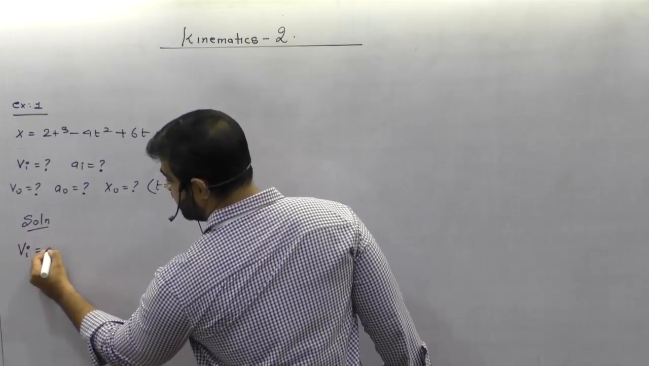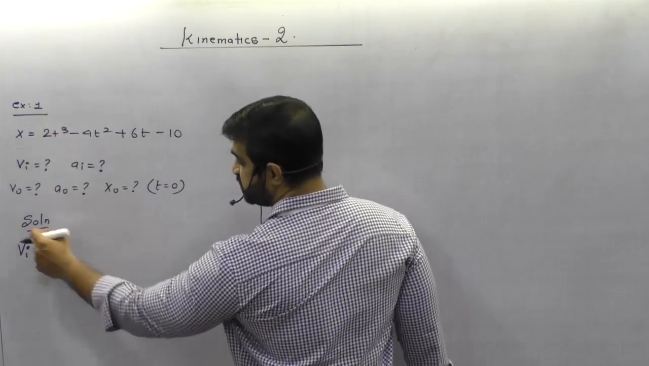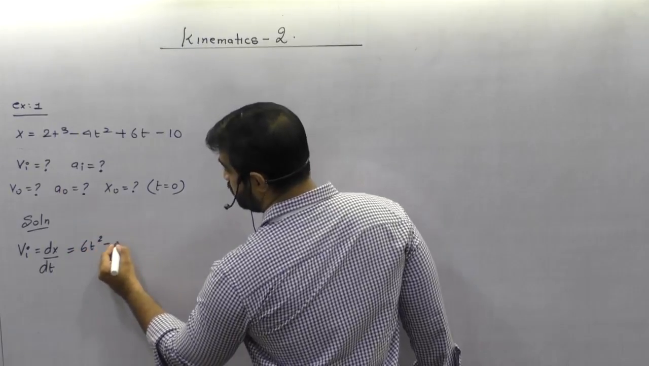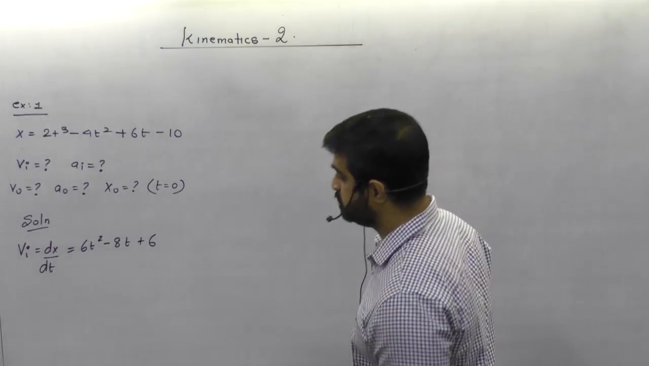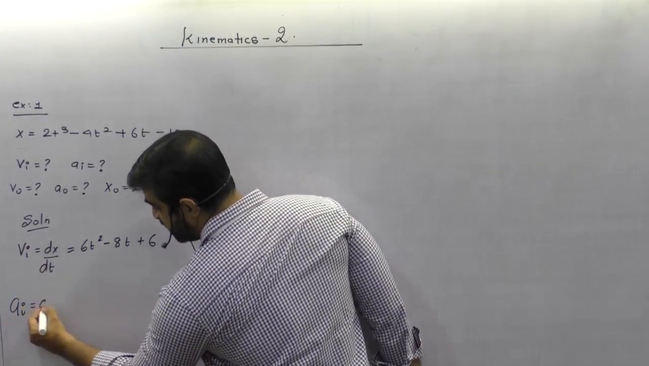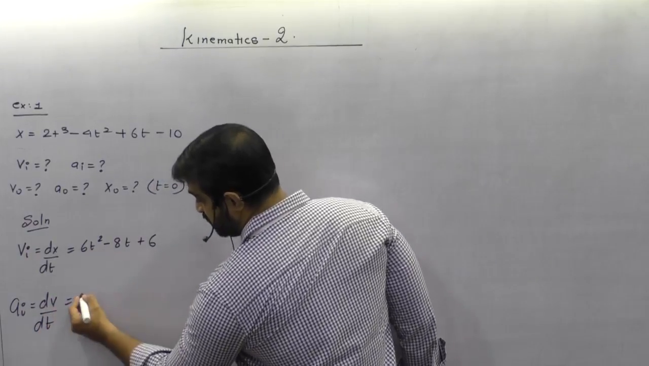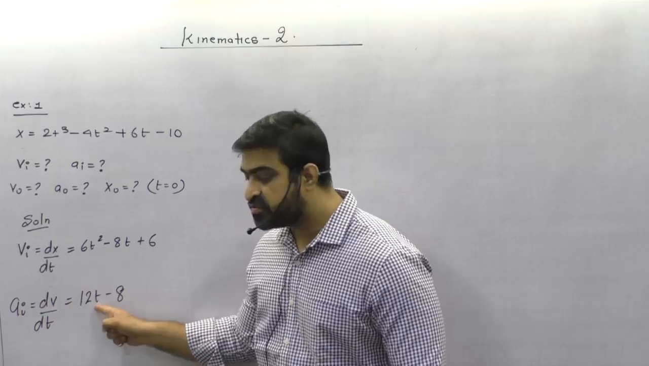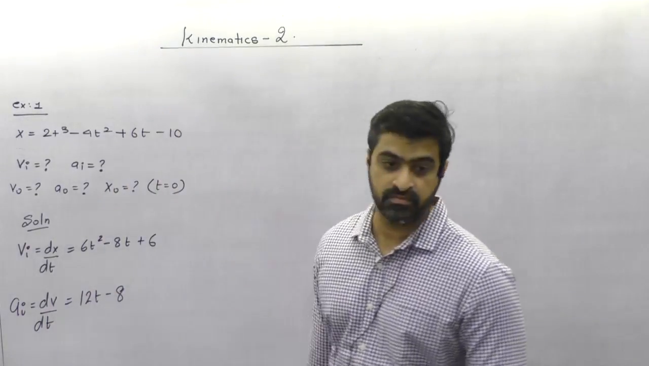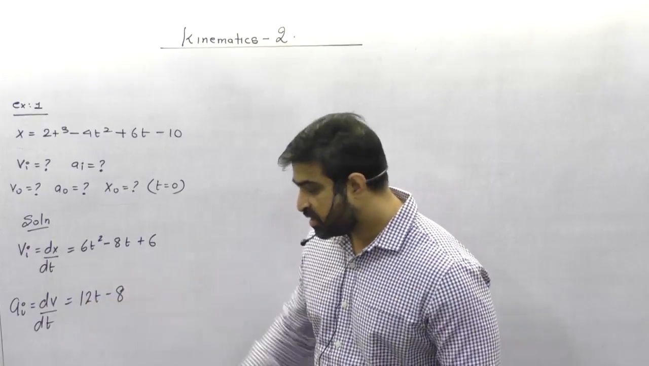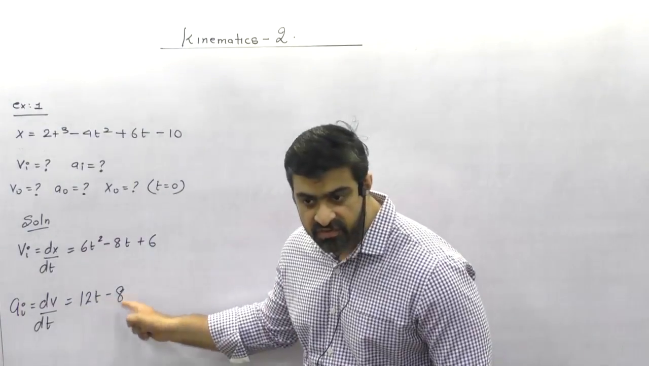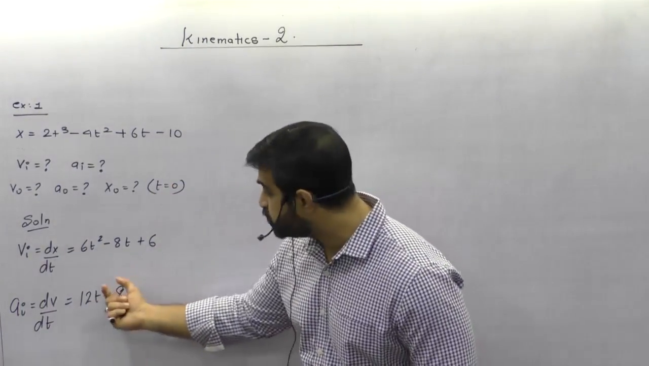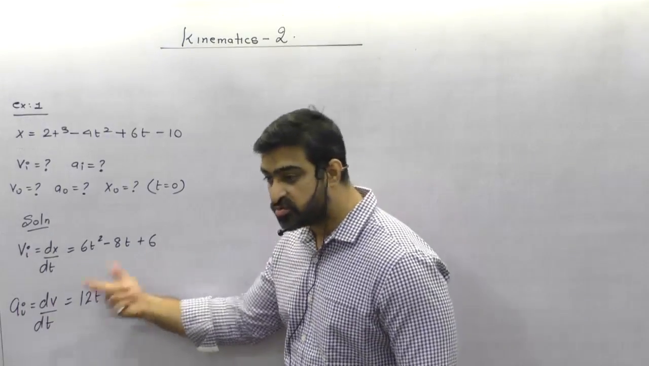You know instantaneous velocity is dx by dt. Rate of change of displacement is velocity. We will take its derivative. How much will it be? 6t square minus 8t plus 6. If we take its derivative, we will get the instantaneous acceleration dv by dt, 12t minus 8. Now you see over here that acceleration is not constant, it is a function of time. Means acceleration over here is variable. Means putting time 1 gives a different answer, time 2 gives a different answer, time 3 gives a different answer. Everywhere it is different answers for every time t. In the previous lecture we did acceleration as a pure number which is a constant. Here it is a function of time, changing with respect to time.